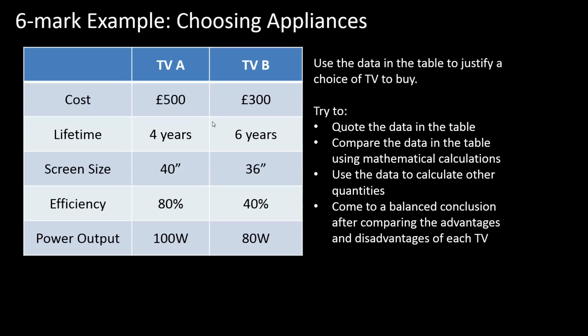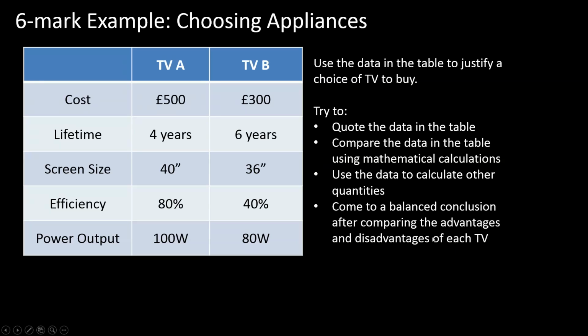Okay, whenever you get data in a table in a 6-mark question, it's a really good idea to quote the data in the table at the very least. So you pull some of these numbers out and discuss them. Compare the data mathematically. So in other words, what's the difference between them? How many times more is one number than the other? Those things often get you marks. The highest marks are often reserved for actually doing calculations from these quantities, so to work out another piece of information that's not included in the table that might be more useful for you.